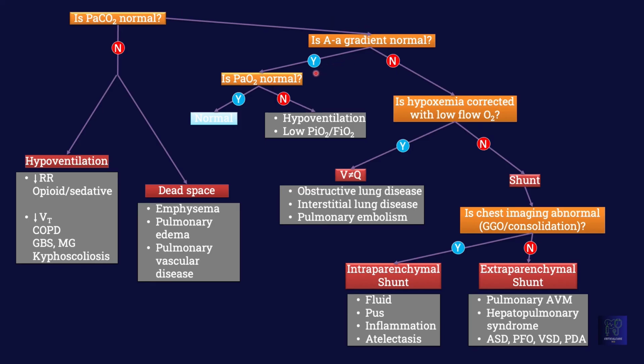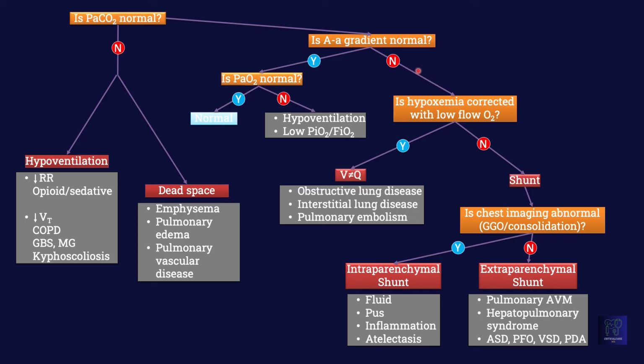If the A-a gradient is normal and the PaO2 is normal, then that's a normal state: normal lungs, normal oxygen. If the PaO2 is low with a normal A-a gradient, then it is due to low oxygen coming into the alveoli. If the A-a gradient is abnormal, meaning it is elevated, then the differentials at this point are VQ mismatch and shunt. These are clinically the most important causes.